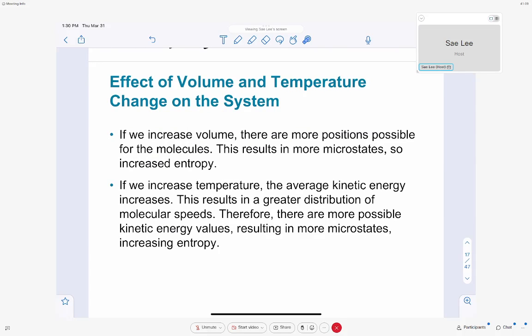So again, an increase in microstates will increase the entropy. So how can we increase microstates?